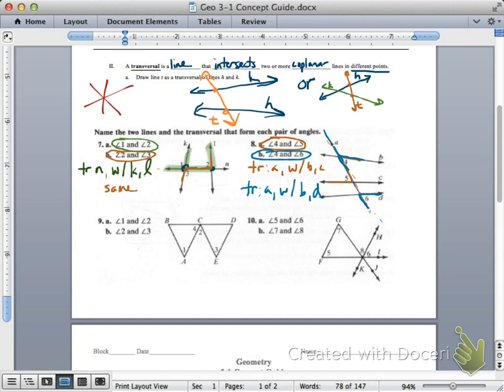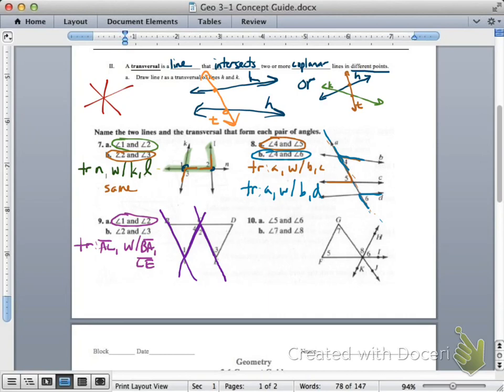Hope you did. Number 9 down here, it gets a little bit different when we have the segment-looking lines and more intersections going on here. But here's angles 1 and 2. Can you tell which line goes through the 2 vertices? It can help you to extend those lines. If it does, do so. If it doesn't, don't. Hopefully you said the transversal is segment AC with lines BA and CE.